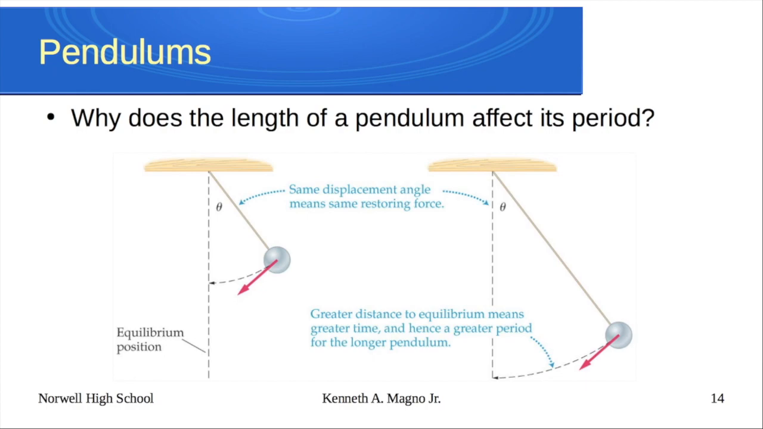So the one on the right will have to travel much farther during its swing, even though it's got the same angular displacement, which means it has the same restorative force. So it's like saying I've got the same acceleration on something, but I have to travel a greater distance. Well, it's going to take a much greater time to travel that distance. That's why the longer the length is, the longer the period is.